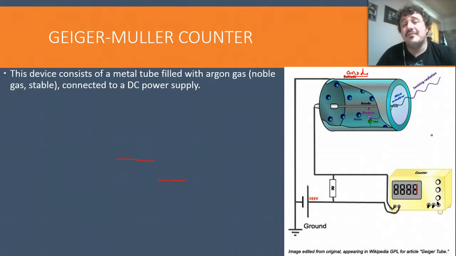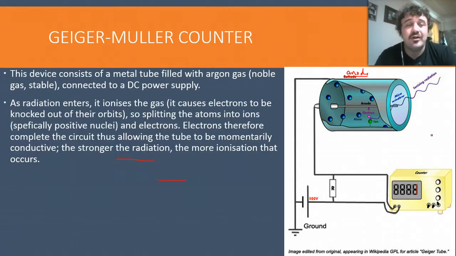Alright, so basically it's a metal tube attached to a DC supply filled with argon gas, which is a noble gas, and because it's a noble gas, it's stable, it's not reacting to anything, it's inert. Now, as radiation enters, it's what we call ionizing radiation. So alpha, beta, gamma are all ionizing radiation. As the ionizing radiation enters, it goes through this mica window here, which is a type of rock, but kind of like glass.